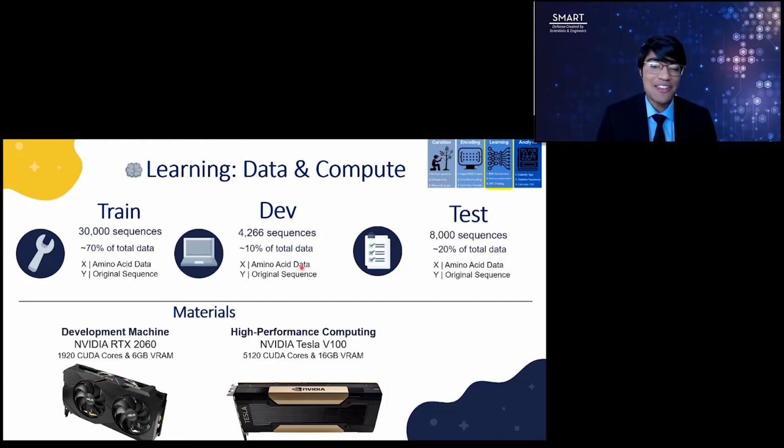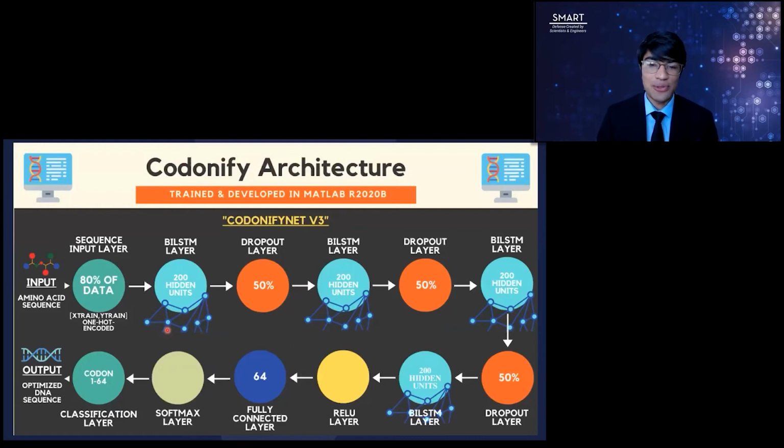For development, I used my RTX 2060 with an amazing 1920 CUDA cores. And for my final model revisions, I used a high-performance computing cluster with the NVIDIA Tesla V100 with an amazing 5120 CUDA cores. Now, this is what I like to call Codonify Net V3. It takes an input of an encoded amino acid sequence, and as you can see, I used 4 BiLSTM and dropout blocks, which arrived after hundreds of hours of refinement and engineering. Then the model will output an optimized DNA sequence.